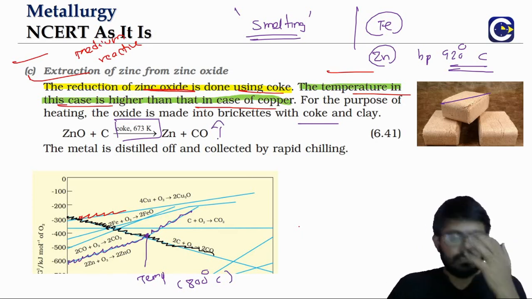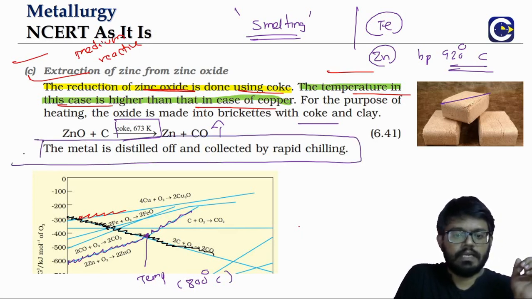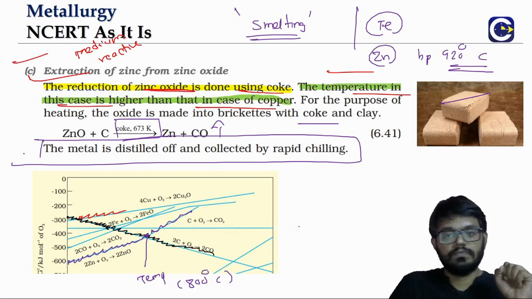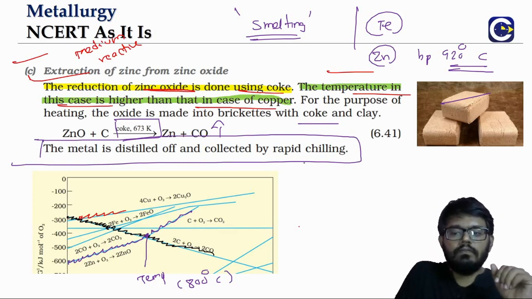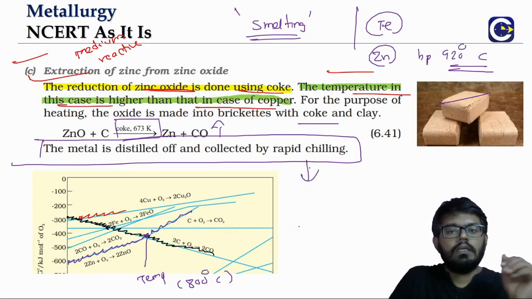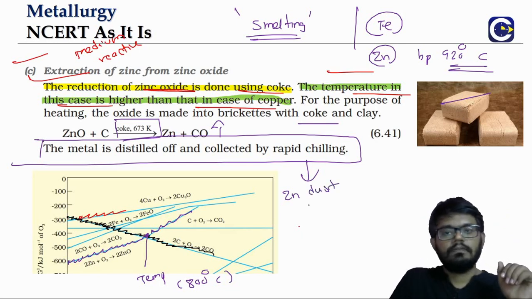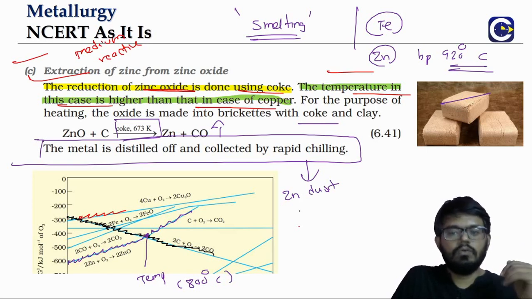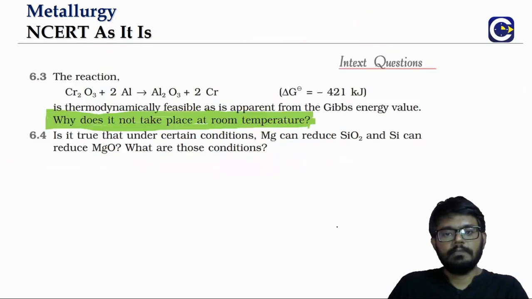And once we get the metal, here they've even mentioned the purification step. We can use the distillation method for the purification of zinc. We can vaporize it, and if you allow it to cool rapidly, we will be getting zinc dust, which will be a pure form of zinc. And if we allow it to cool gradually, we will get zinc in the liquid state. So that is a purification step also. So this is the extraction of the zinc.